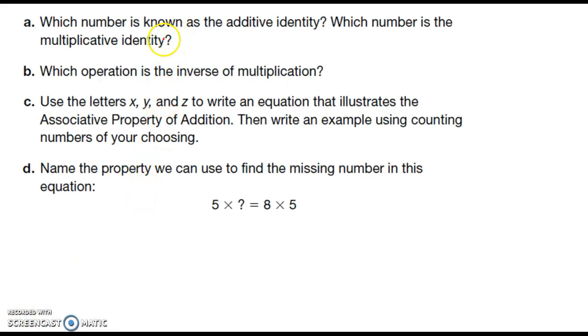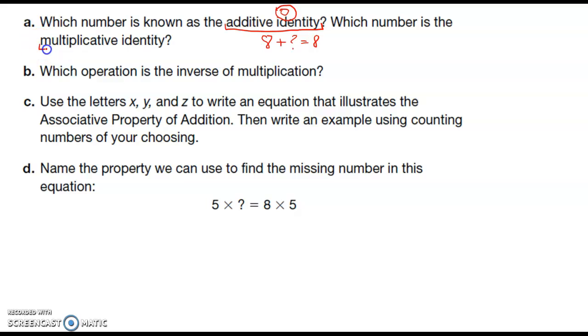Okay. A says, which number is known as the additive identity? So the additive identity means it's something that doesn't change the identity of a number. So 8 plus what is equal to 8? And the answer is 0. So the additive identity involves 0.